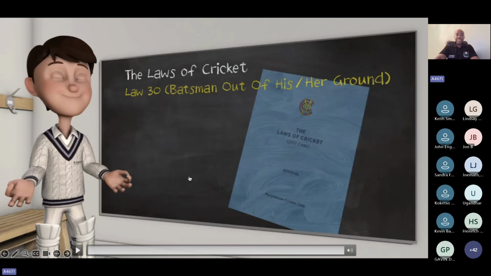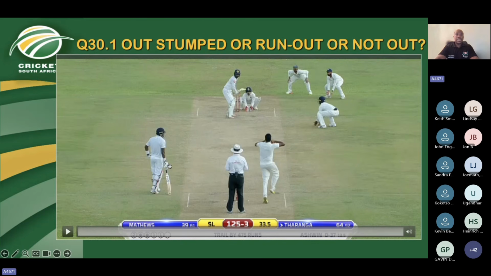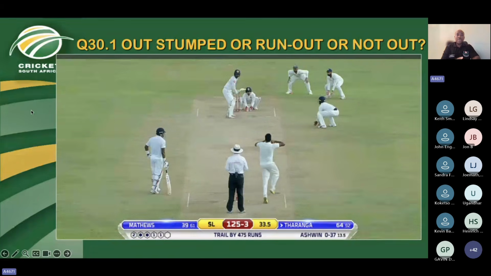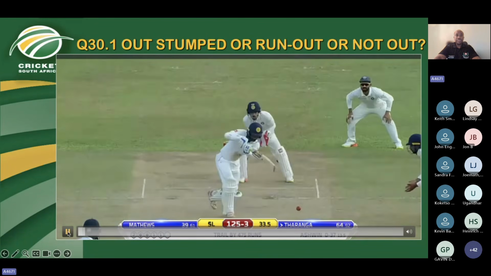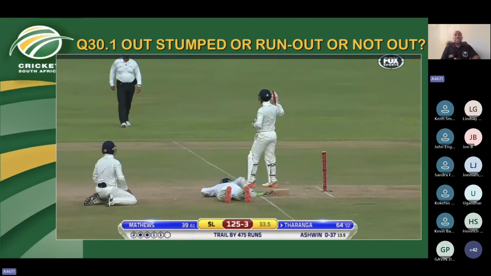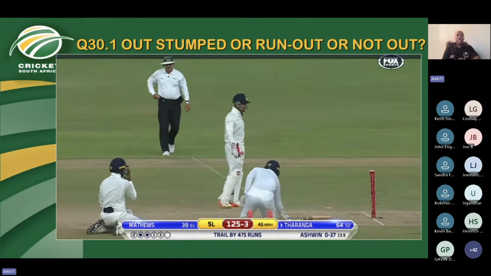So with that animation video in mind, let us go to our next quiz question. Is Upul Tharanga out-stumped, or is he run out, or is he not out in this scenario? Quiz question 30.1, out-stumped, or 30.1, run out, or 30.1, not out. Let's watch the video and you can put your answer in the chat box after the video, please. So let's watch the replay and I'll talk you through it.